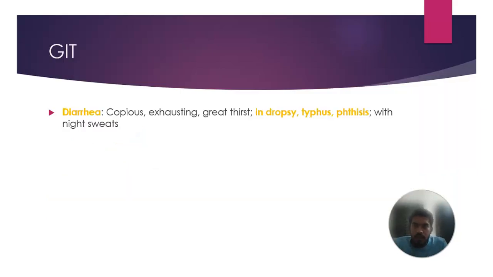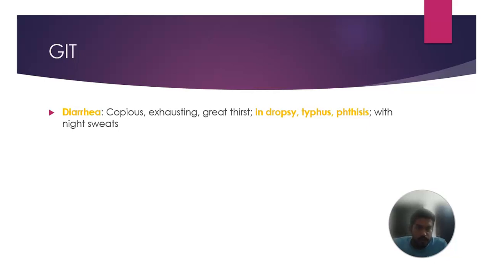In GIT, you have diarrhea. So we know in diarrhea, acetic acid has thirst. Copious. So the diarrhea is described as copious, exhausting. So here definitely if you have loss of fluids, you are going to have this prostration. Great thirst, which we again discussed. Diarrhea in dropsy. In typhoid.